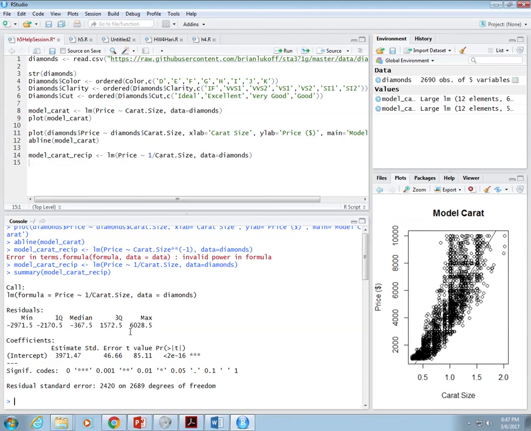Oh, I didn't like that either. All right, so I haven't done that one in practice, but the way I guess you would have to do it is you have to go and create a new variable called 1 over carat size in your data set and then apply it on that. So I'm not going to go through the time of doing that, but you can transform it however you want and then just plot it against the new variable you created.